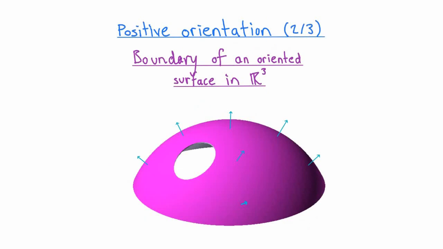Next, let's consider the case when we have an oriented surface in R3 that's not contained in the plane R2. In the picture here, the boundary of this purple region is a union of 2 simple closed curves in 3-dimensional space, which I've indicated in orange and green.